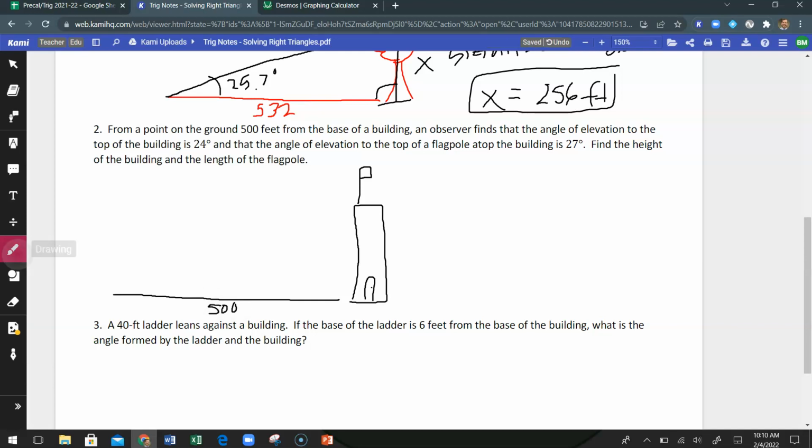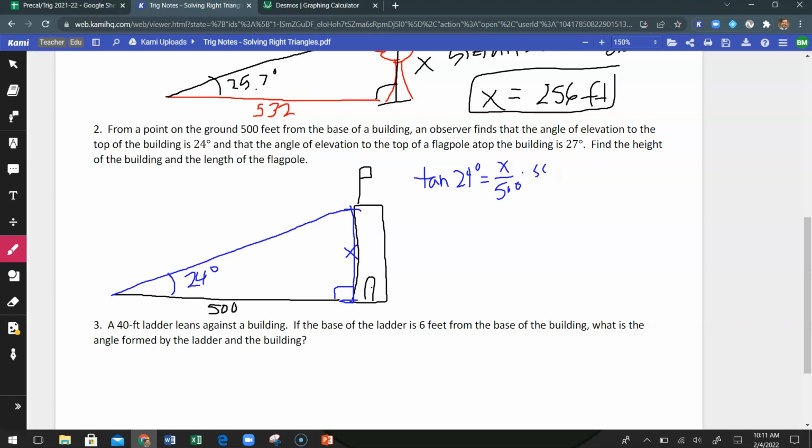We've got someone down here that's looking up at the top of the building, and the angle to the top of the building is 24 degrees. I'm going to start with just that. The first thing I want to do is find the height of the building, so I can basically do the exact same thing we just did for the tree. To find the height of that building, I'm just going to call that height x. I've got a right triangle, and again I'm going to use tangent because I'm looking for opposite the 24-degree angle, and I have adjacent. So I will start with the tangent of 24 degrees is equal to opposite over adjacent.